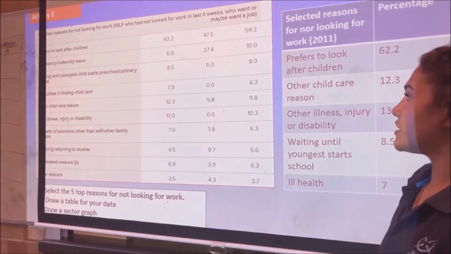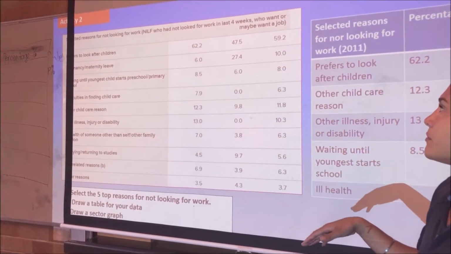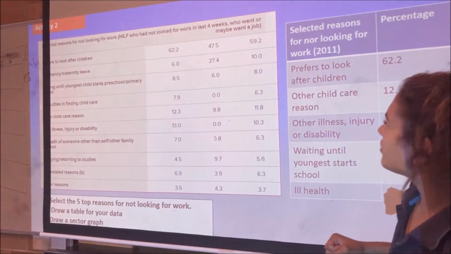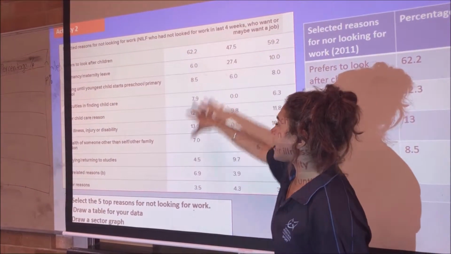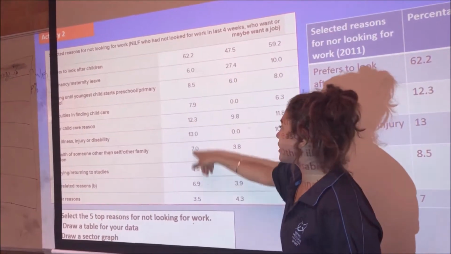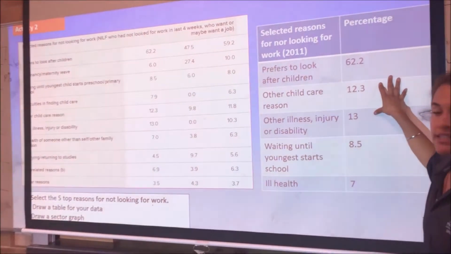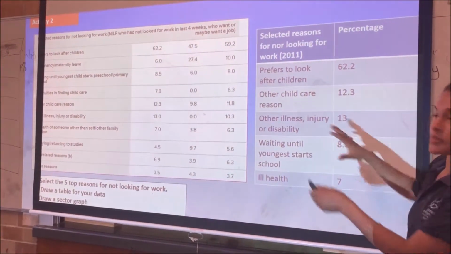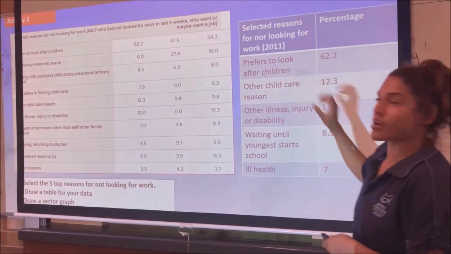The next activity we did was to look at the top 5 reasons why mothers are looking for work, or why they're not looking for work. What we quickly did was get them to analyse the graph and write down what the top 5 reasons were by looking at the stats that were given here. The key thing was getting them to draw this into a separate table. So we didn't give them the answer sheet, but we got them to look at that and create their own table.